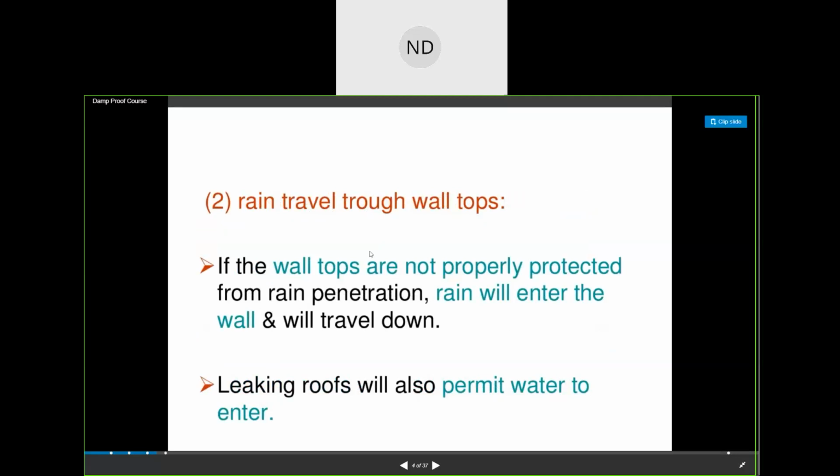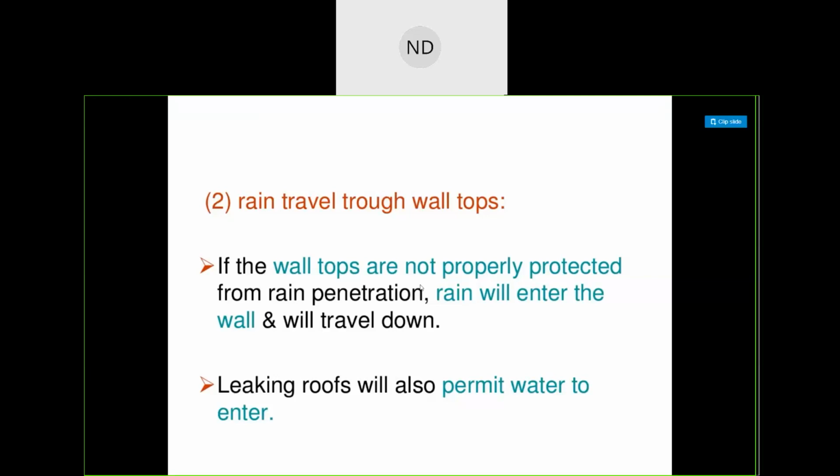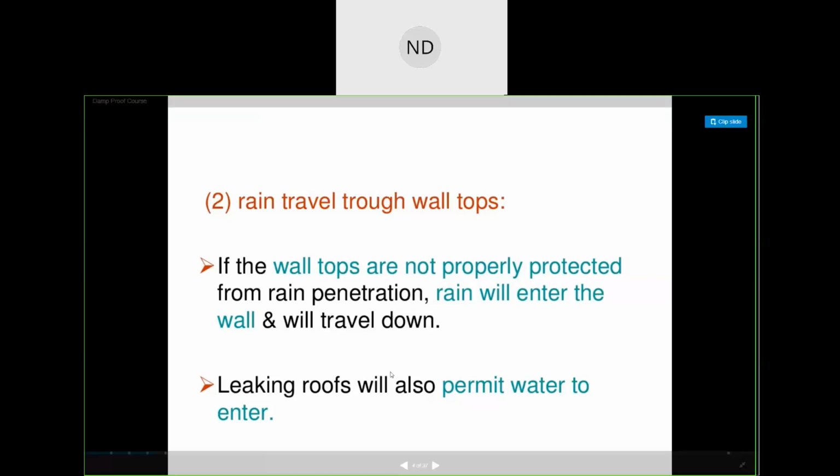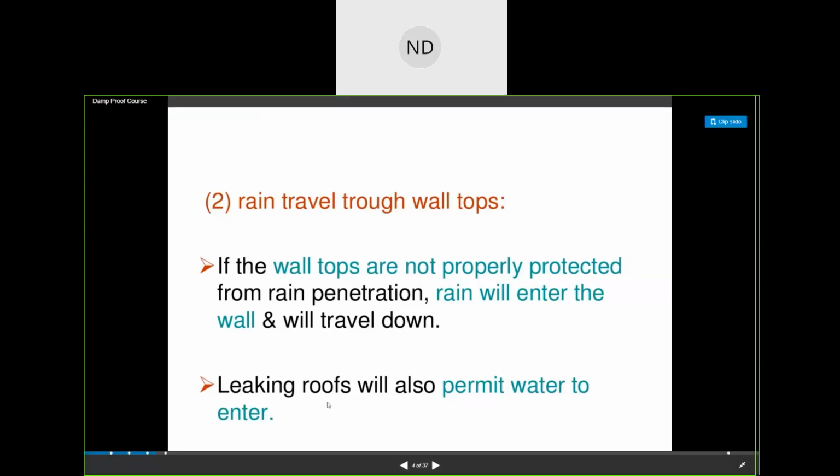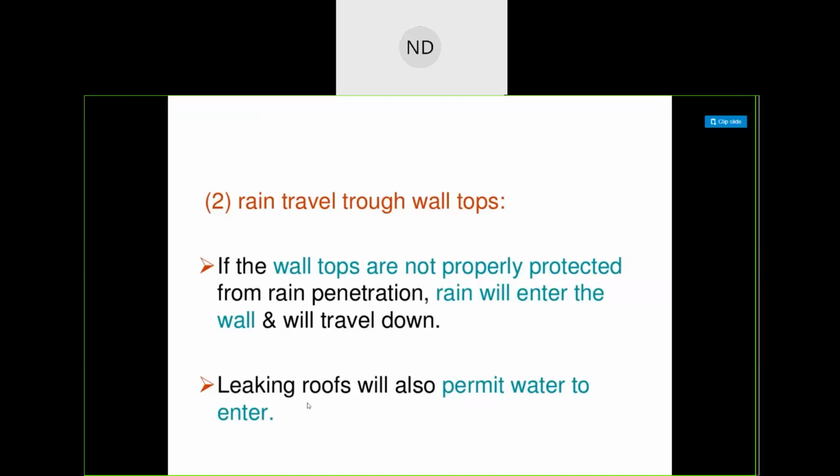If the wall tops are not properly protected from rain penetration, what will happen? The rain will enter the wall and will travel down to the different walls or different floors. Leaking roofs will also permit water to enter. When you have a leak in the roof, that will let the rain water come in, or when it is blocked and stored on your terrace, this can also permit water. So that's why damp proofing should be done.